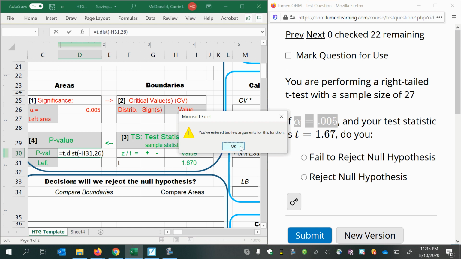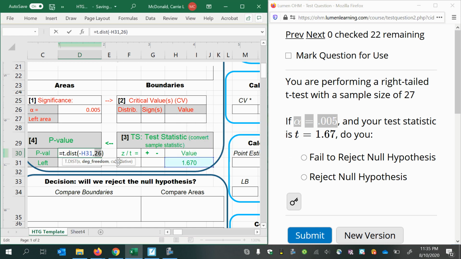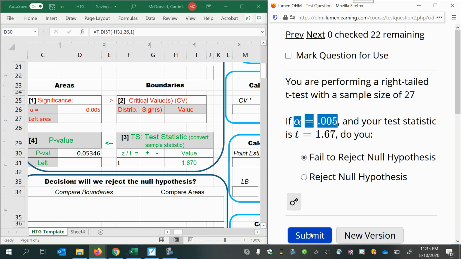Oh, I forgot to say, it wants me to say whether I want cumulative or not, and I certainly do. I want cumulative every time. So here is my p-value, and that is not smaller than my significance level, so we will fail to reject the null hypothesis.